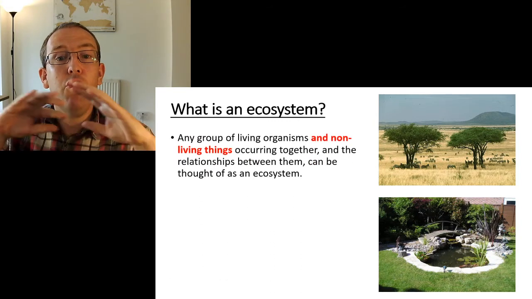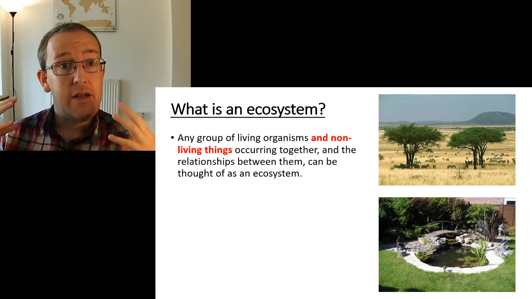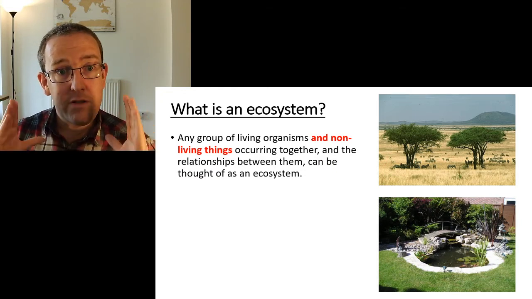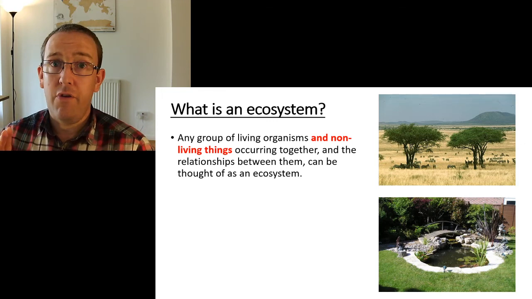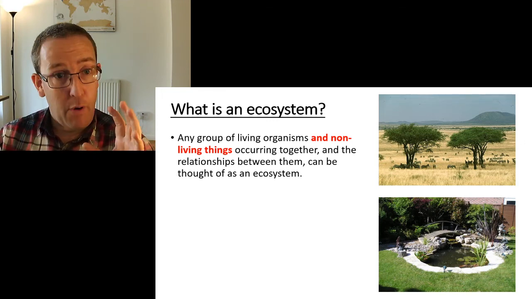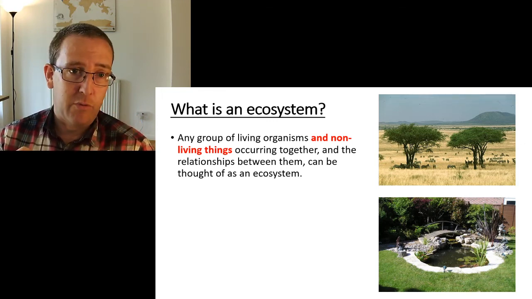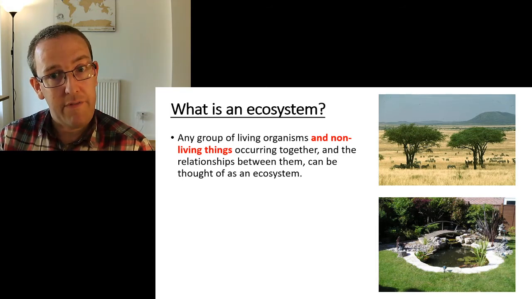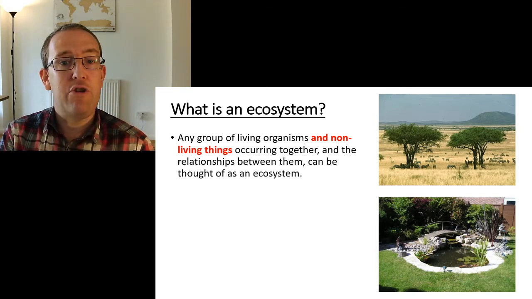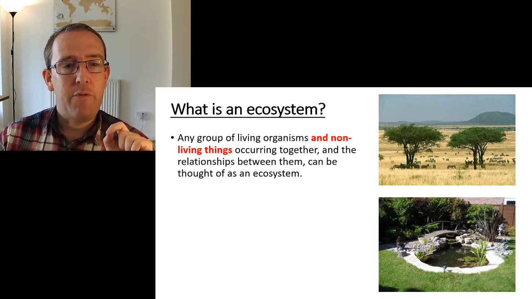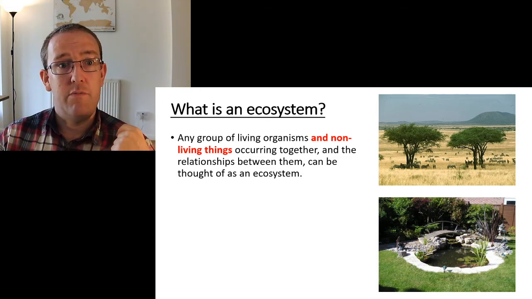So it's a group of living organisms interacting, is half of it, and the non-living things. So you can phrase that as biotic and abiotic factors. So the biotic, the animals, and the abiotic factors they're living with. Okay, and the relationships between them, but don't leave out the non-living things. That's what takes this from GCSE up to A-level standard.